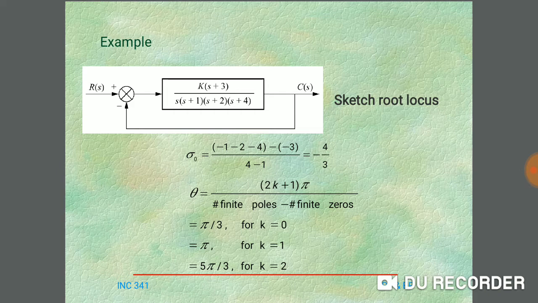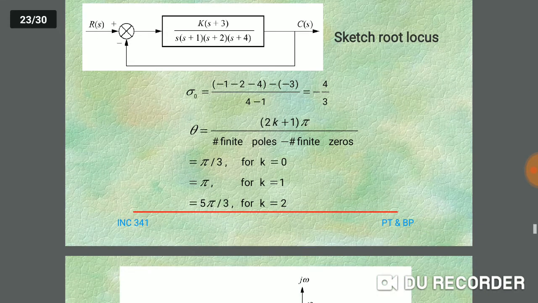Then you have to calculate theta. The formula for theta is (2k plus 1) times pi, or 180, divided by p minus z. For k equal to 0, 1, 2, we can calculate the number of angles, that is theta 1, theta 2 and theta 3. That is pi divided by 3, pi, and 5 pi divided by 3. Here we can easily calculate by putting the value of k as 0, 1 and 2.